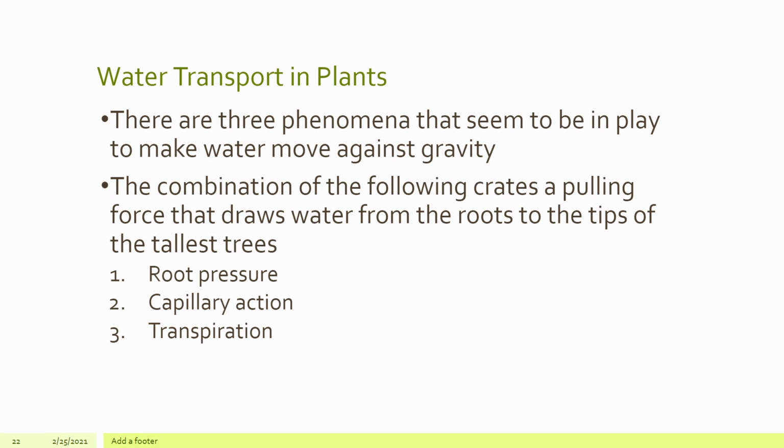Let's also look at ways that water transportation in plants is going to be accelerated. There's three phenomena that seem to be in play to make water move against gravity: transpiration, capillary action, and root pressure. The combination of all three essentially exert a pulling force that draws water from the roots to the tips of the tallest trees.